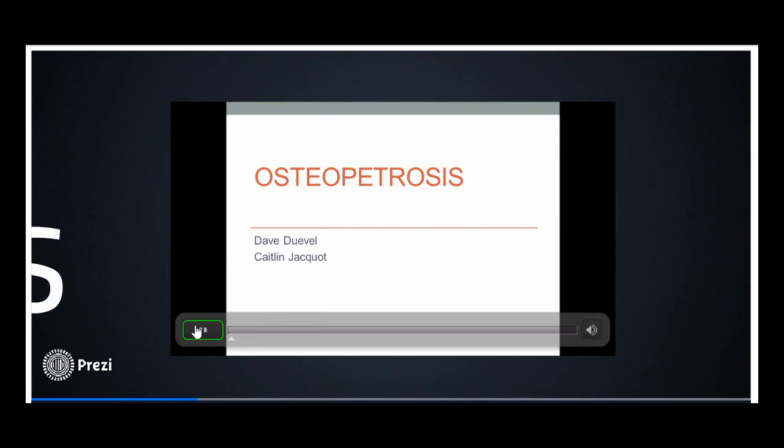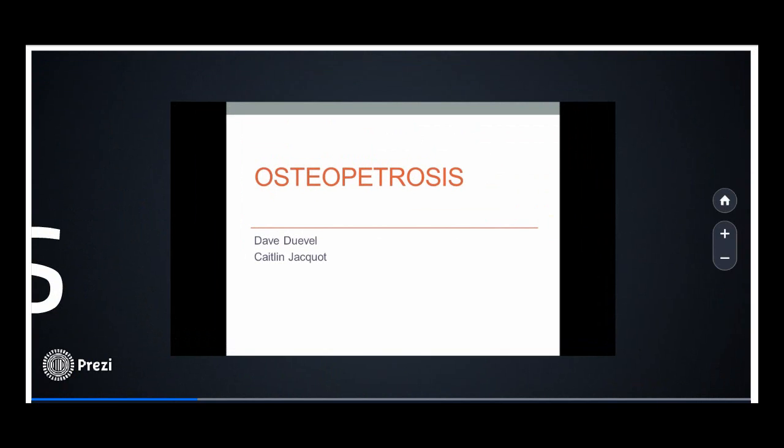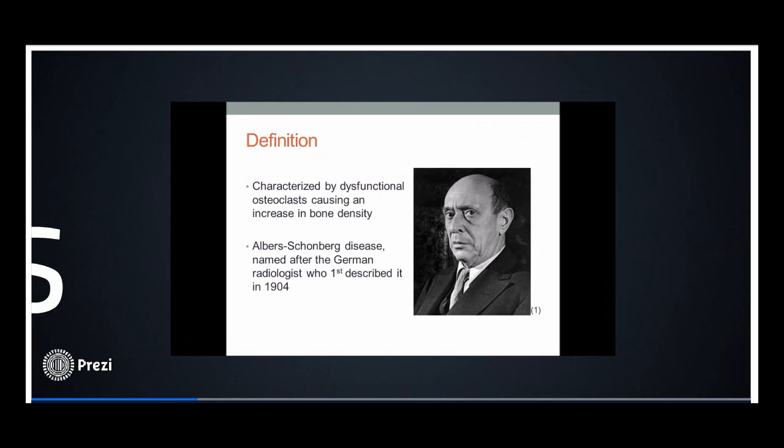Osteopetrosis by Dave Dubell and Caitlin Jacob. Osteopetrosis, named for the German radiologist Dr. Albers Schoenberg, is defined as a disease of dysfunctional osteoclasts that leads to an increase in overall bone density. This is a picture of Dr. Albers Schoenberg, who discovered the disease in 1904.